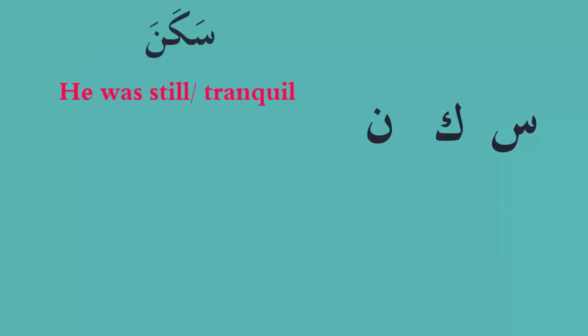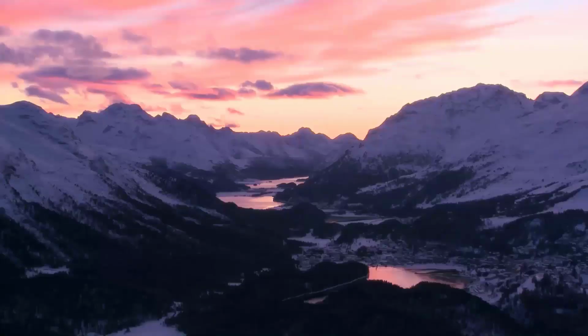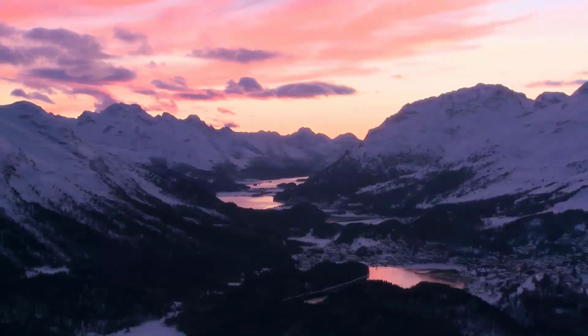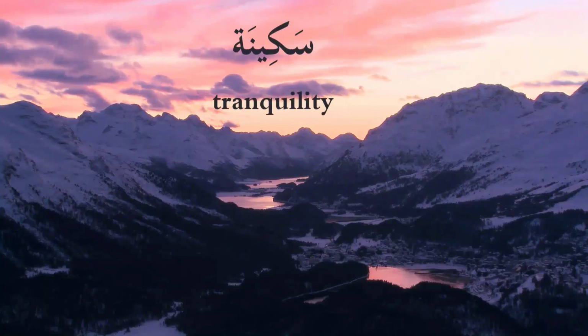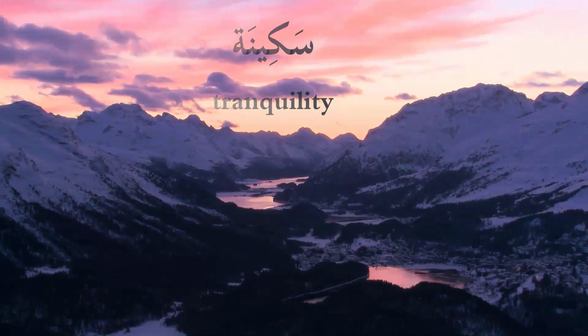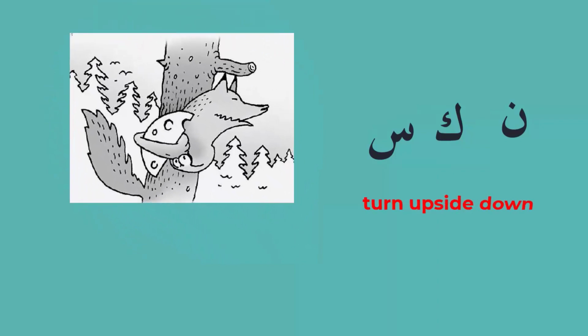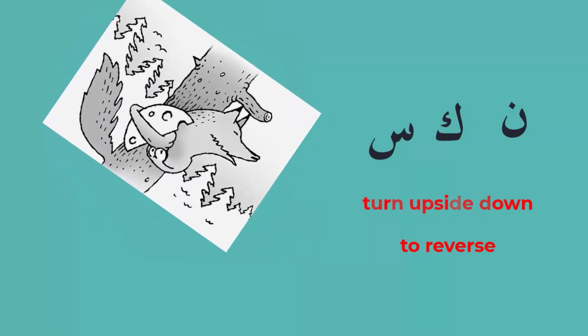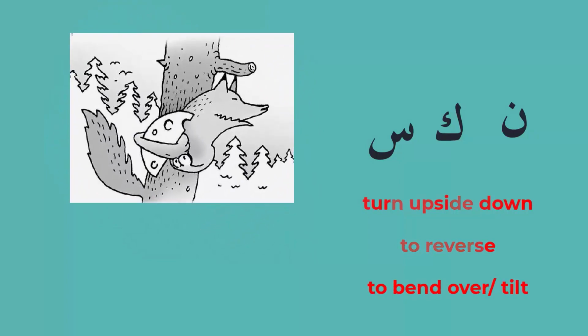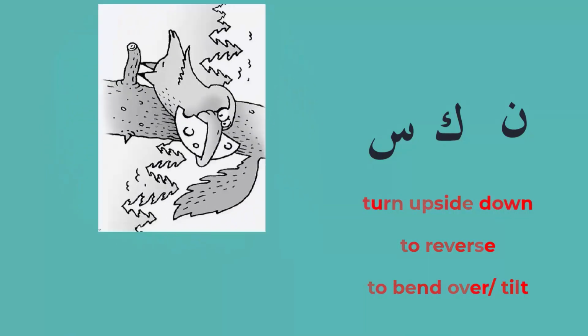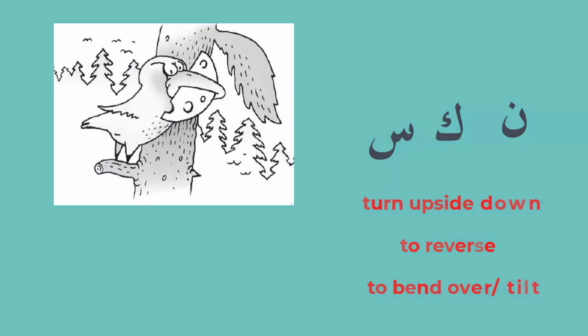Another example is the verb sakana, which means to be still, not to move, to be tranquil. And from these three base letters, we get the word sakina, tranquility. If we reverse the direction of these letters, we get the verb nakasa. Nakasa means to turn something upside down, or to invert, or to reverse, or to bend over, or to tilt. So actually it has the opposite meaning of to be still and tranquil.